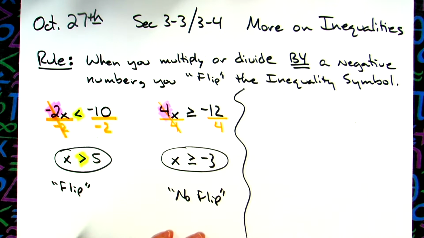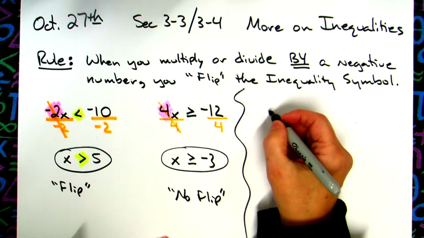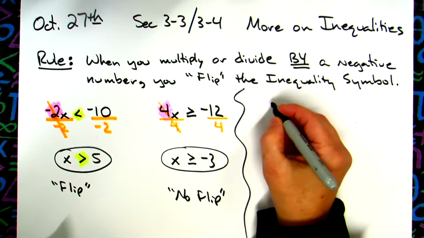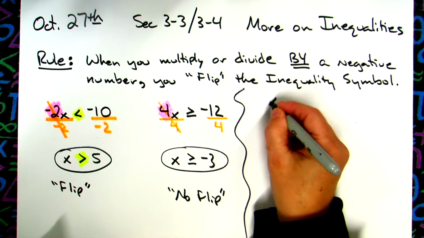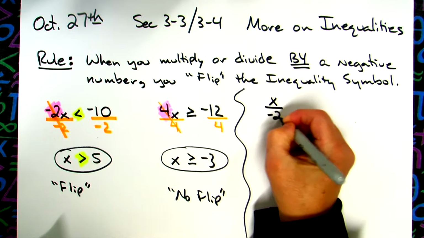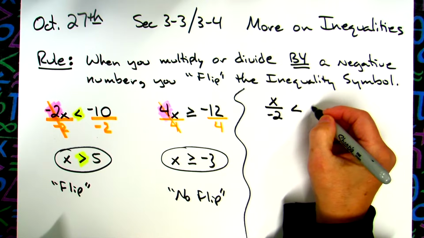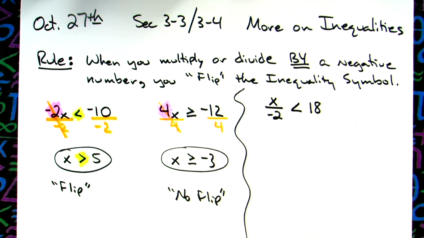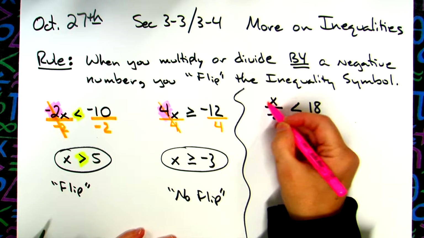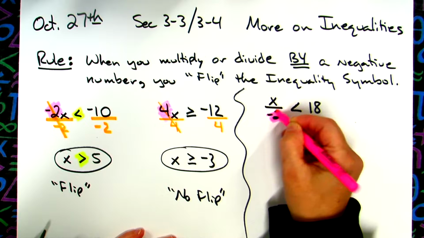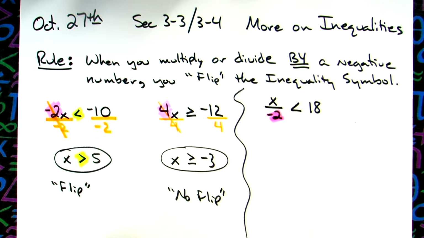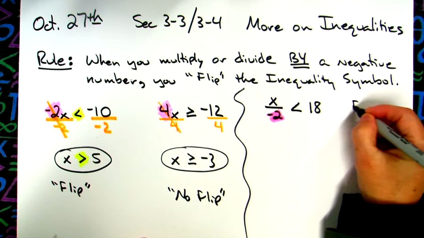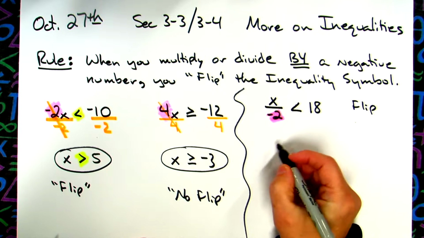Now without working them out, let's just look at it. What if I had x over negative 2 is less than 18? Is it a flip? Yep, it's a flip, because I find my x, I find the number with it, and if it's negative, then yes, I would flip this one. So I'm going to put flip over here. I'm not going to actually work it out.